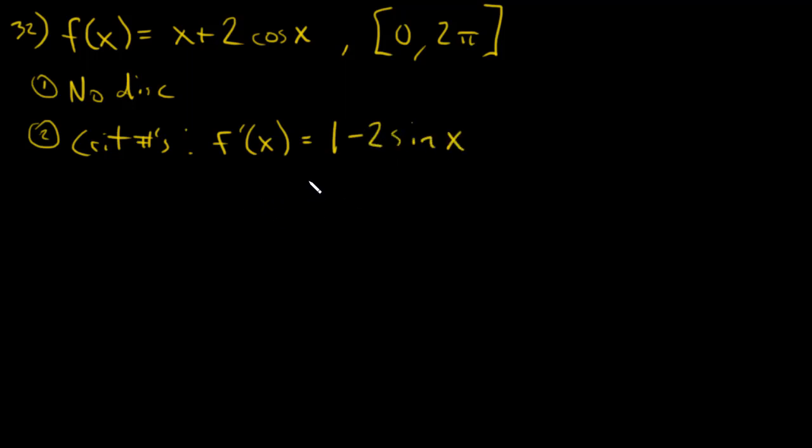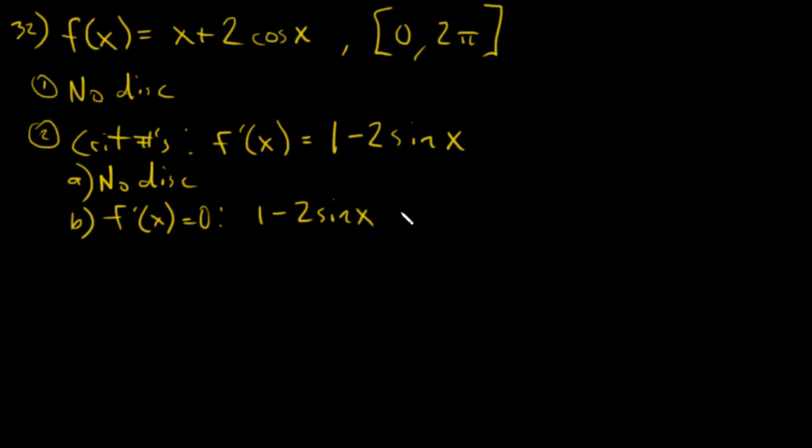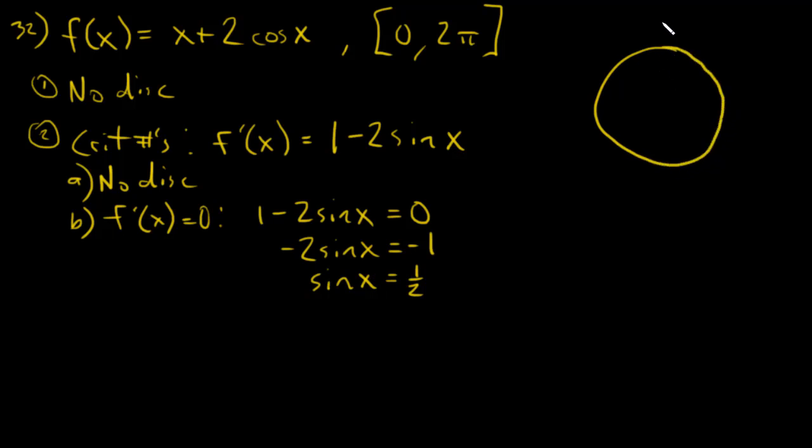Okay? Now, are there any discontinuities? No, again, continuous, that's polynomial, that's sine function, adding or subtracting continuous functions is still continuous, therefore we have no discontinuities. Okay? Part B, f prime of x equals 0. Well, that implies that 1 minus 2 sine x equals 0, or negative 2 sine x equals negative 1, or sine x equals 1/2. Alrighty, time to consult our unit circle.